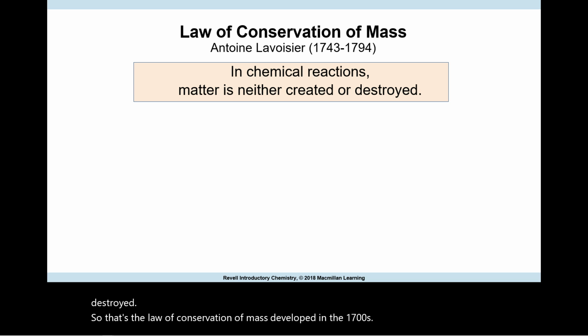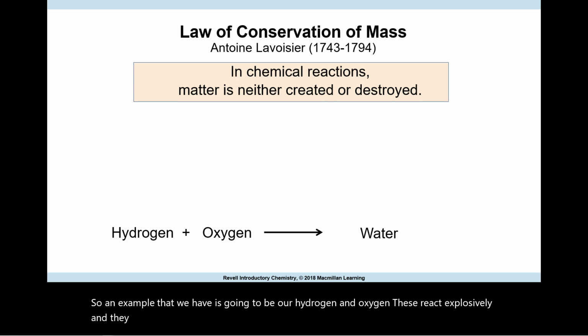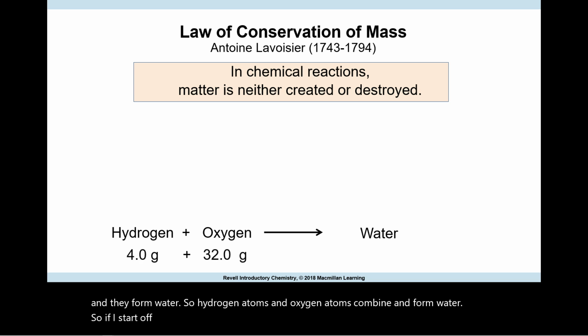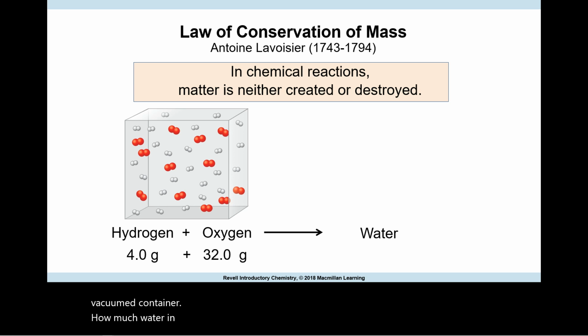So an example that we have is going to be our hydrogen and oxygen. These react explosively and they form water. So hydrogen atoms and oxygen atoms combine and form water. So if I start off with 4 grams of hydrogen and 32 grams of oxygen, and I put it in a sealed vacuumed container, how much water am I expected to have?